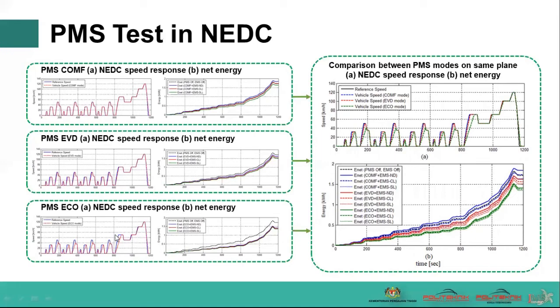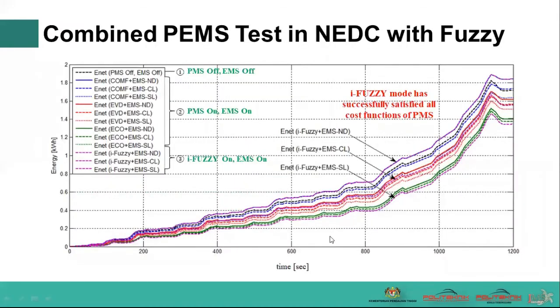And the last one, during eco driving, we can see a further reduction in the speed gradient due to the acceleration limit, and the net energy is far lower than the reference. On the same plane plot, the distribution of the net energy can be clearly noticed between the modes. The blue line is for the comfort driving, the red is for the EV driving, and the green is for the eco driving.